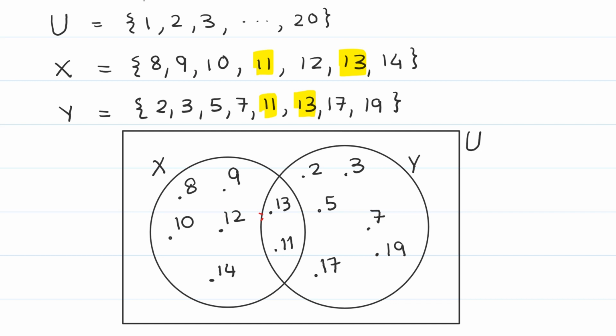1, 2 we have already considered, 3 we have already considered, 4, 5 we have considered, 6, 7 we have considered, 8 we have considered, 9, 10, 11, 12, 13, 14, 15, 16, 17 we have considered, 18, 19 we have considered, now 20 last.